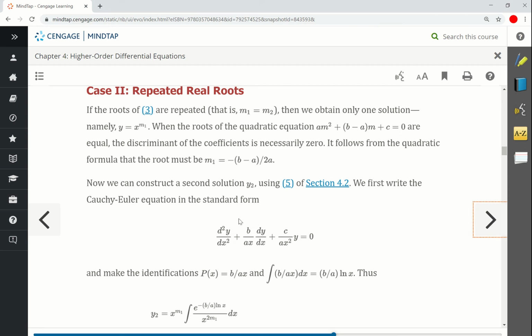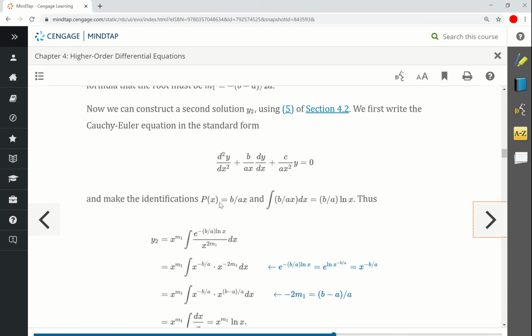What we can do, though, is clear off the leading coefficient. This typically would be like our ax squared. We can divide the entire differential equation by ax squared, which would write it in this form right here. We see that p of x, which would be the coefficient of the first derivative, is b divided by ax. And then our y2 can be found by simply taking x to the m1, which is our first solution, times this integral.